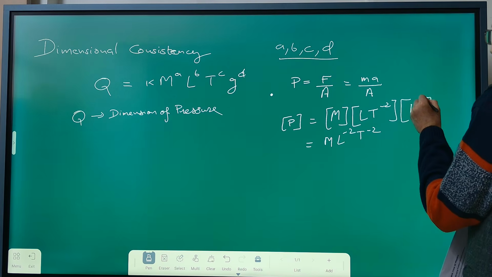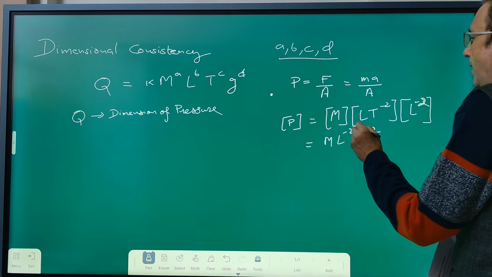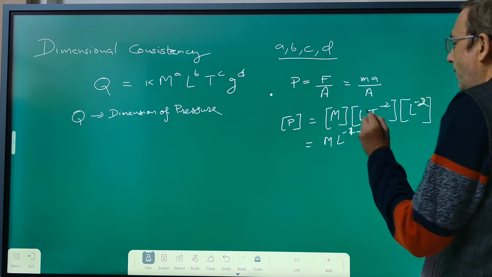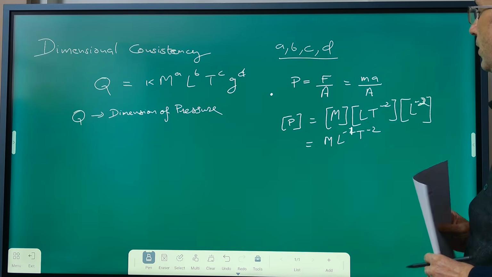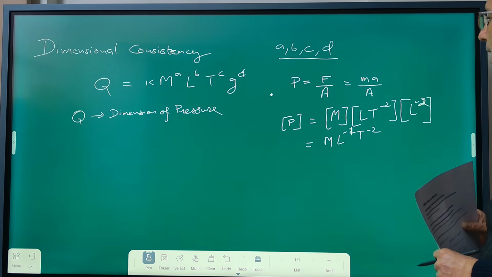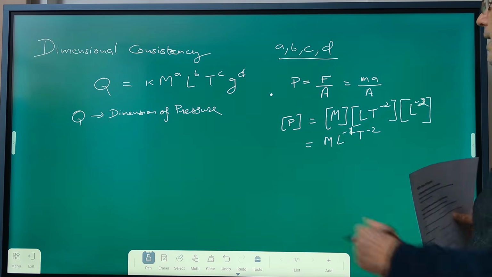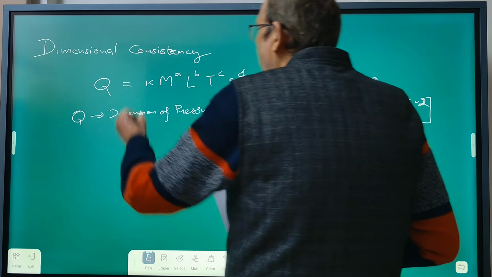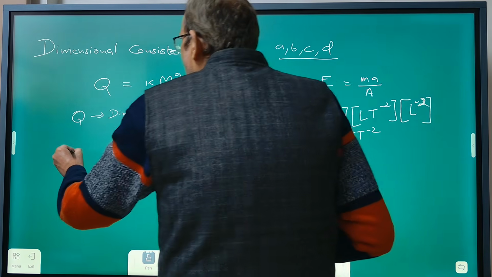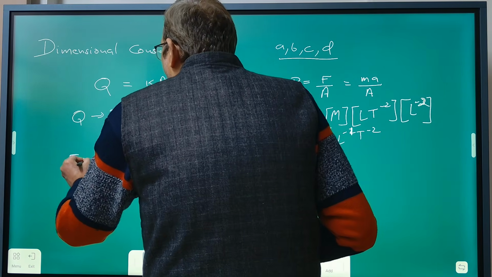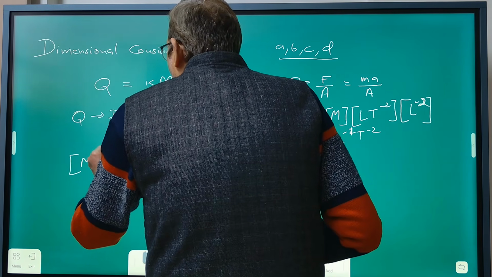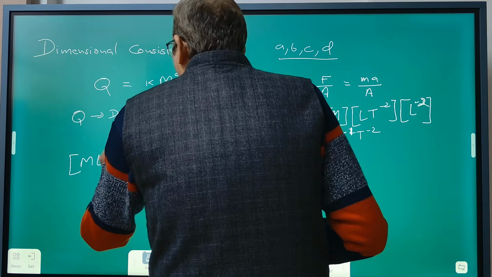Sorry, area is length squared, so L is raised to power 1 minus 2, which is minus 1. So this is the dimension of pressure, M L raised to power minus 1, T raised to power minus 2. And then you have to compare the coefficients. So Q, which has the dimension of pressure, is simply M L raised to power minus 1, T raised to power minus 2.